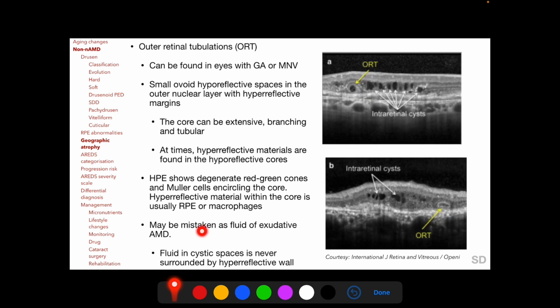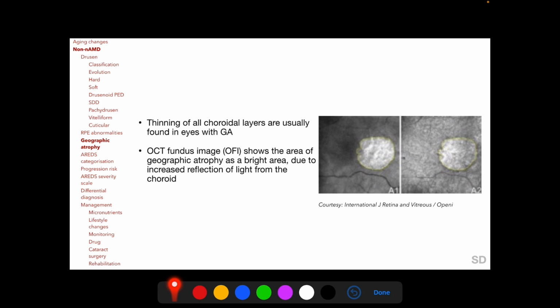ORTs may be mistaken as fluid of neovascular AMD, but fluid in cystic spaces is never surrounded by hyperreflective walls as is ORT. On SD-OCT, thinning of all choroidal layers is usually found in eyes with geographic atrophy, and OCT fundus images show the area of geographic atrophy as a bright area due to increased reflection of light from the choroid in the A scans of the OCT.